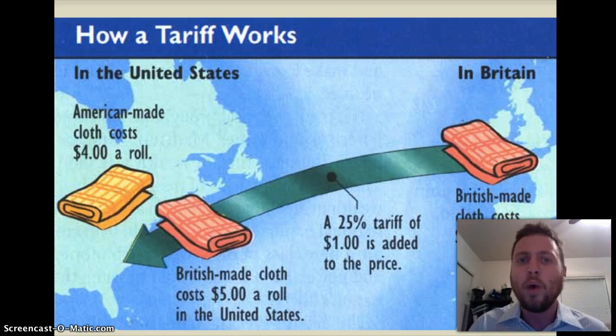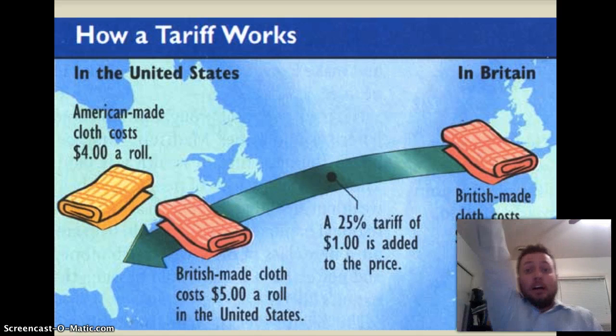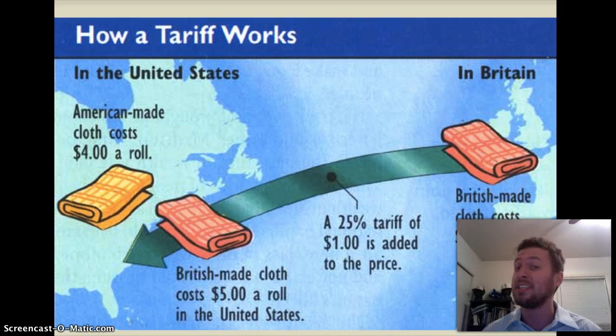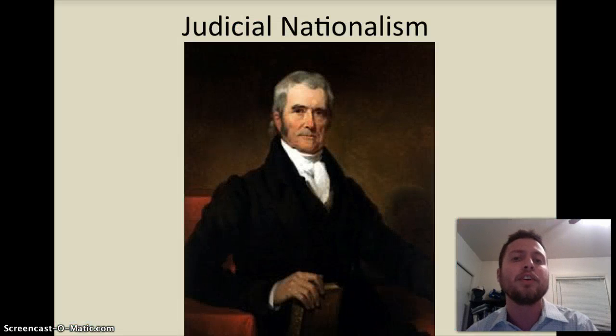But where in the United States are goods made? Mr. Spicer, the North? Yes, you're right. In the North. So the North loves protective tariffs. The South does not love protective tariffs because the South is agricultural. These tariffs will be a big deal. All right, there's one big deal.